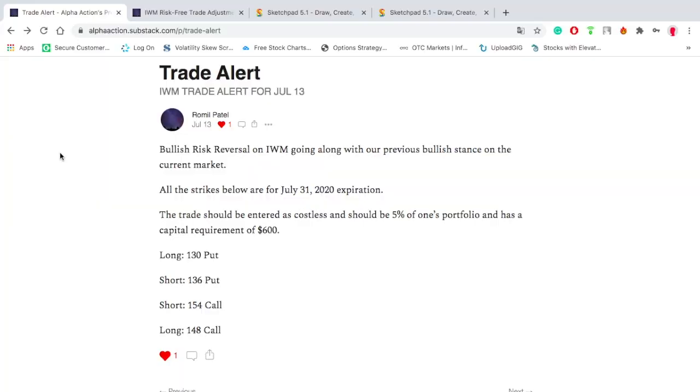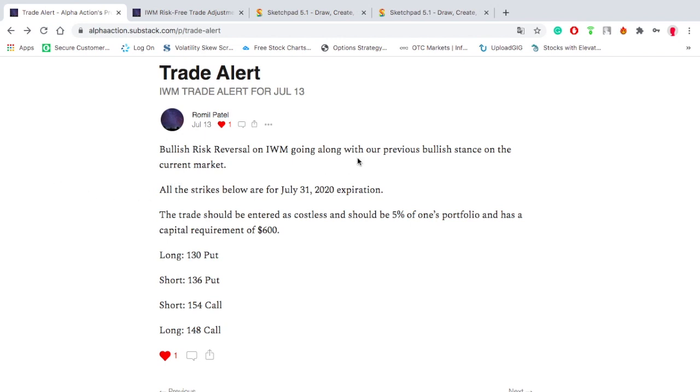So let's do it. Okay, so let's look through a trade that we put on. We put on this trade with a small portion of our portfolio, and then we adjusted it into a risk-free trade. And this is exactly what the subscribers would see when they look at the trade alerts that come out. That's one of the many things that we do. And so we did a bullish risk reversal.